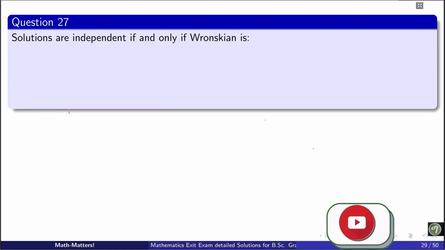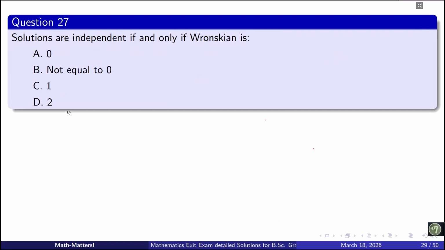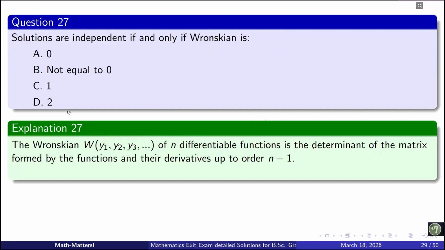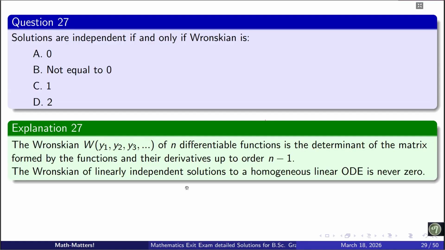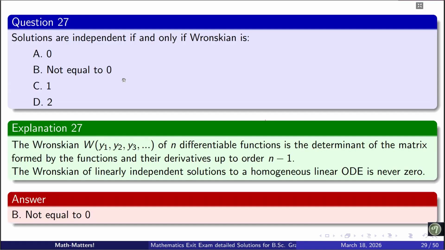Next, solutions are independent if and only if the Wronskian is not equal to 0. What is the Wronskian first? We know that the Wronskian W of y1, y2, y3 of any differentiable functions is the determinant of the matrix formed by the functions and their derivatives up to order n-1. Then the Wronskian of linearly independent solutions to a homogeneous linear ordinary differential equation can never be 0, or simply it must be non-zero. Therefore, the alternative which matches this definition, I think, is this one: it must be non-zero, simply not equal to 0. So the answer is B.